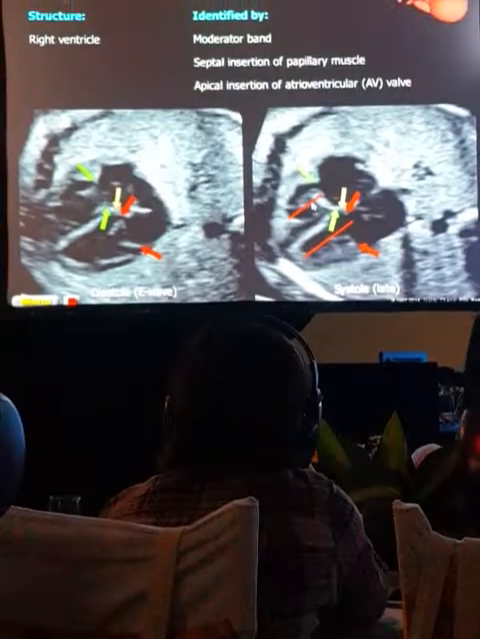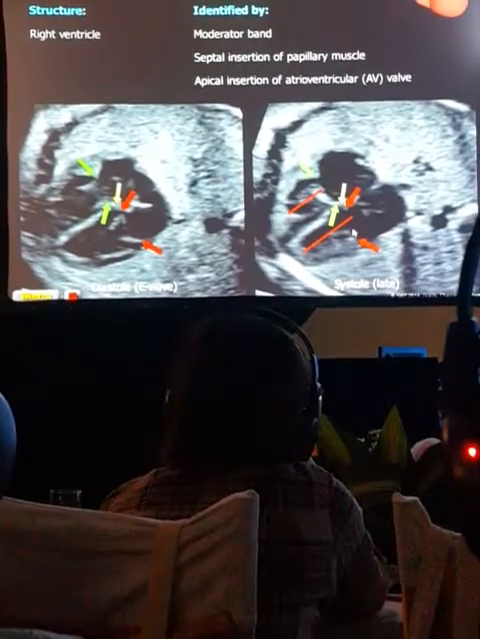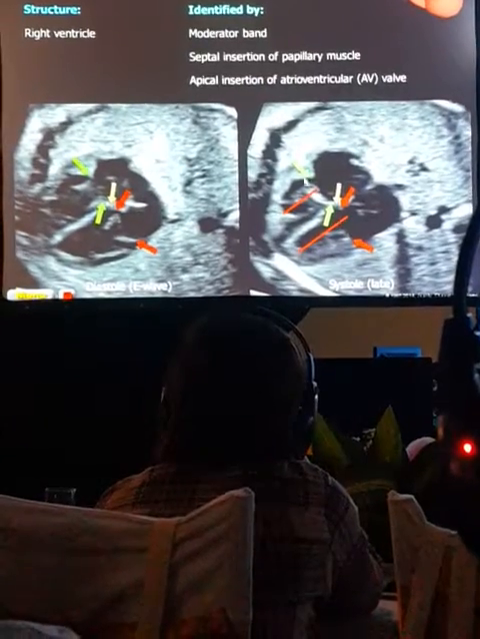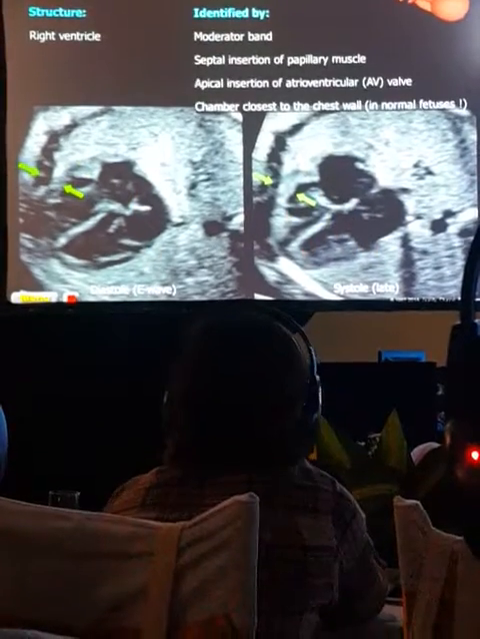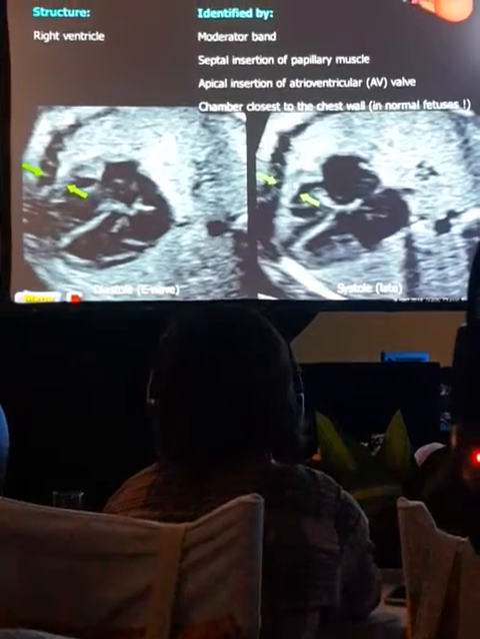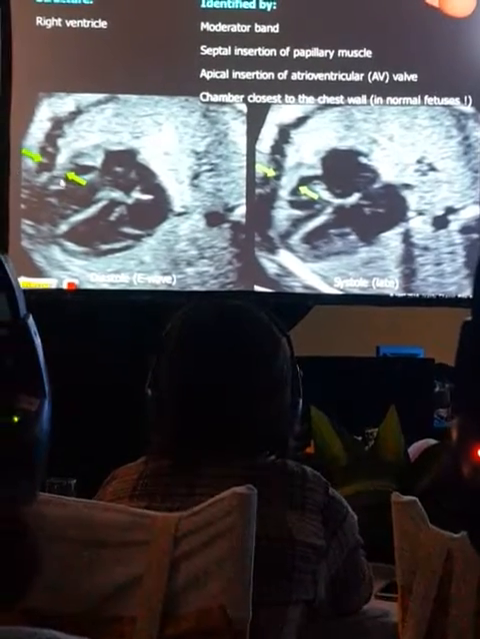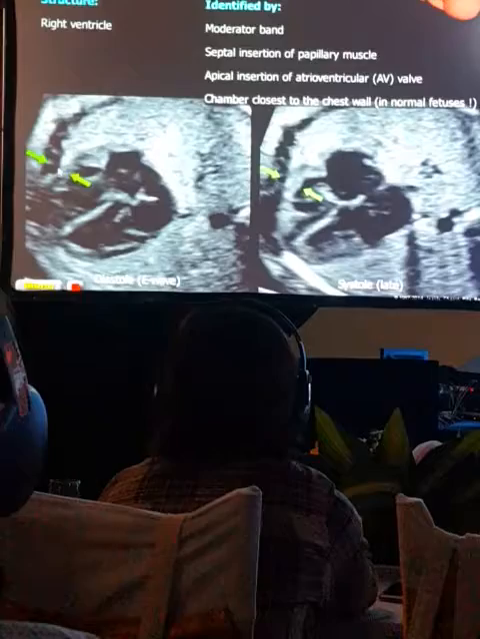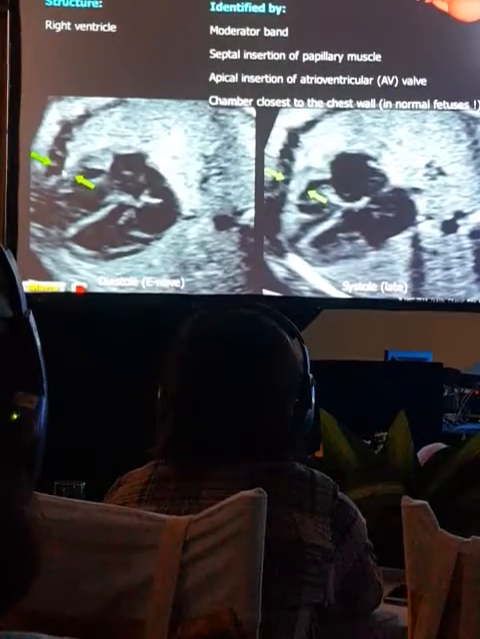Notice also that the right ventricle is shorter than the left ventricle. We use that when we talk about the left transposition. And then this is not a reliable criteria, but the cardiac chamber close to the chest wall in the normal fetus is the right ventricle.